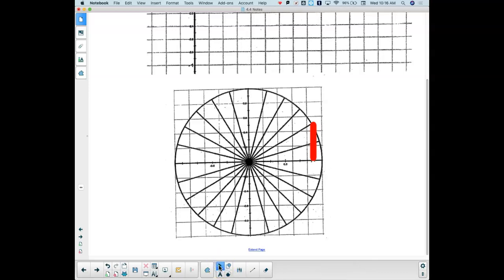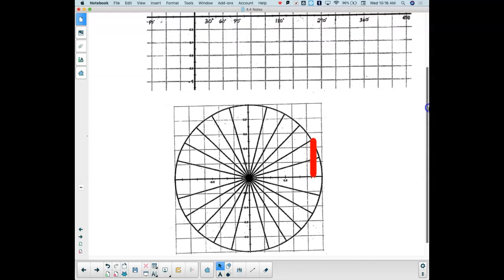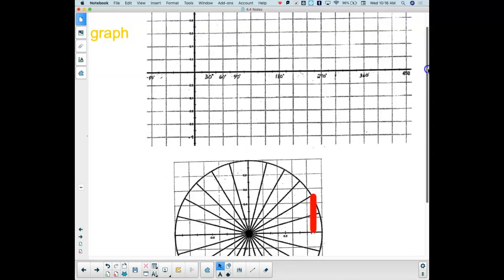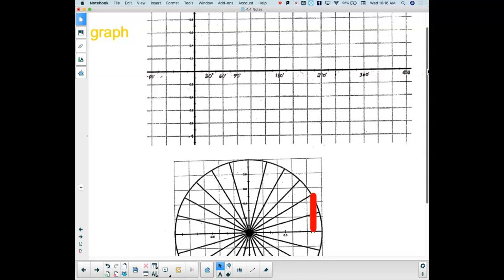Then what I'm going to do is I'm going to go to my graph, and this would work in radians too, if we wanted it to. Then I'm going to go up to 30 degrees on my graph, and I'm going to measure that out, and I'm going to put a dot where that is.